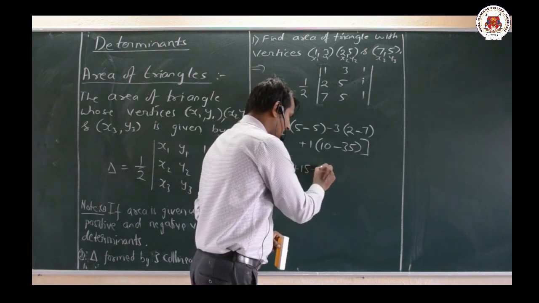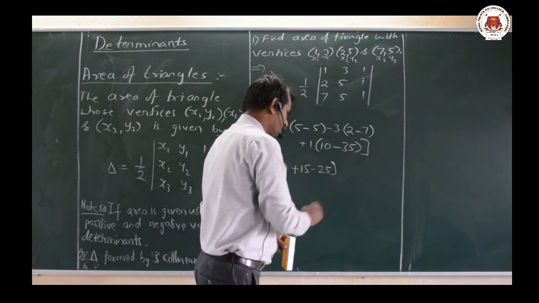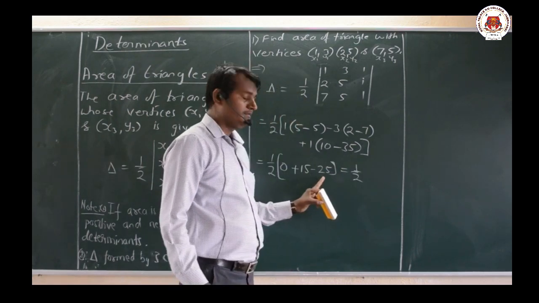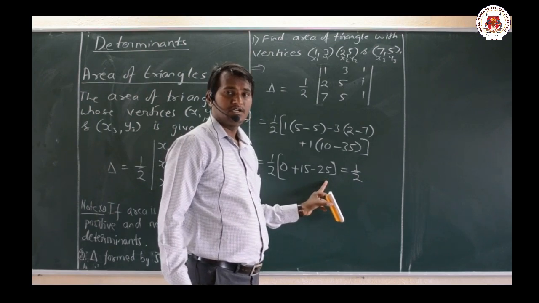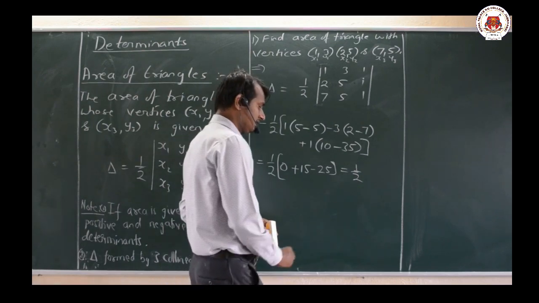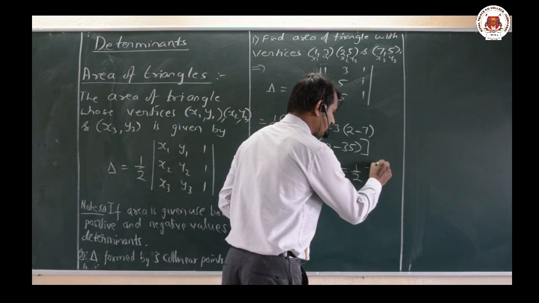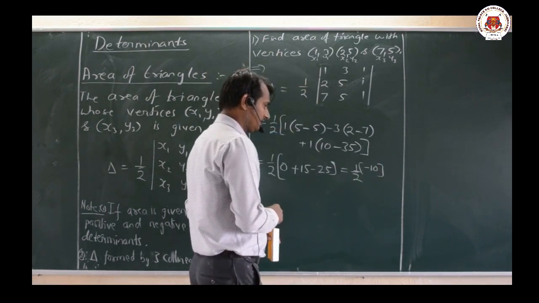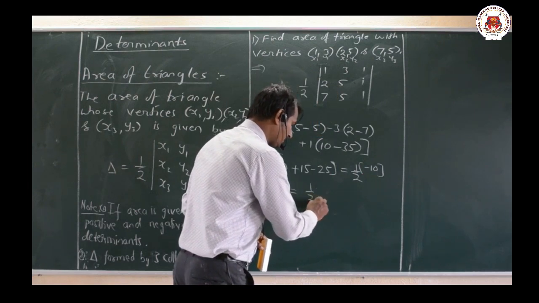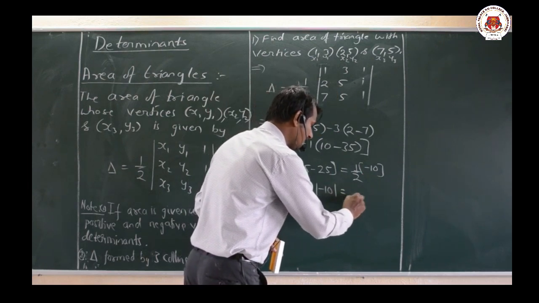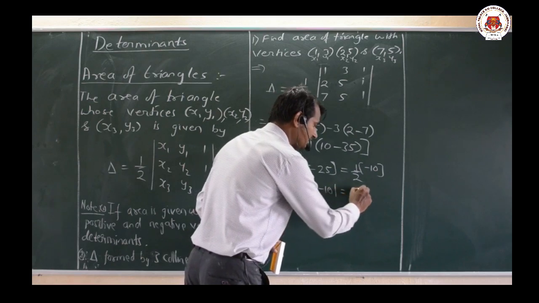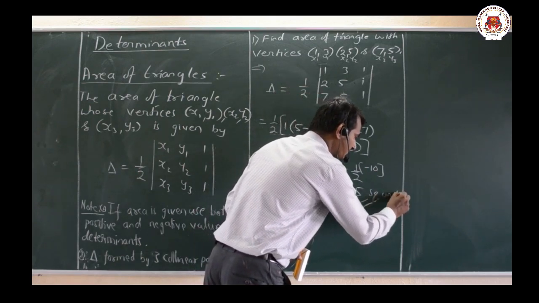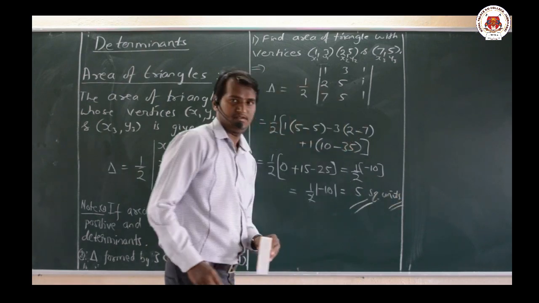Minus into this value is minus 25, which is equal to 1 by 2 into 15 minus 25. 15 minus 25 means what value do we get? That is nothing but minus 10. And here we are taking the absolute value of it, which is equal to 1 by 2 into 10. 2 ones are 2, 2 5s are 10, the value will be 5 square units. That is the required result.